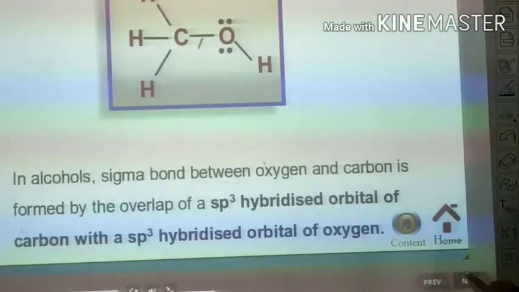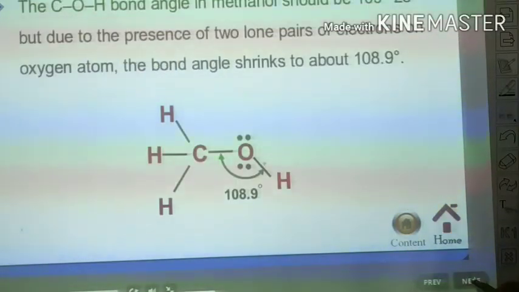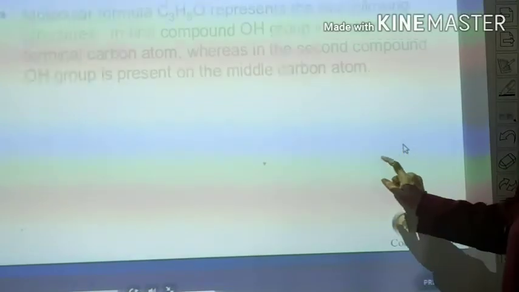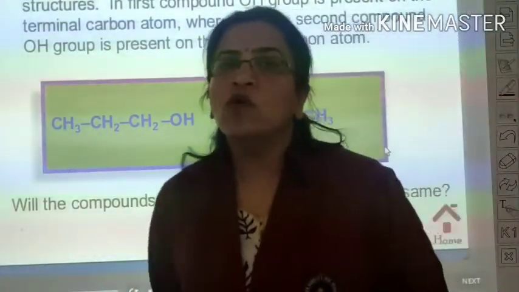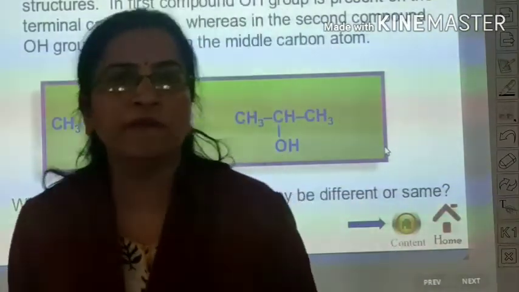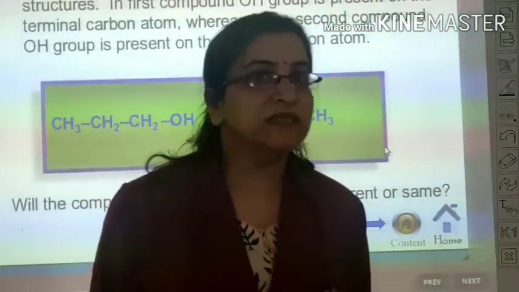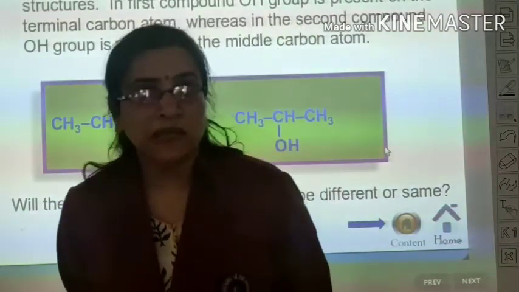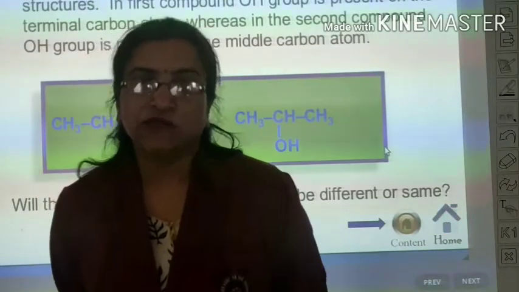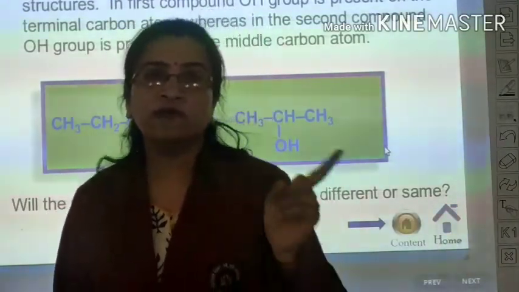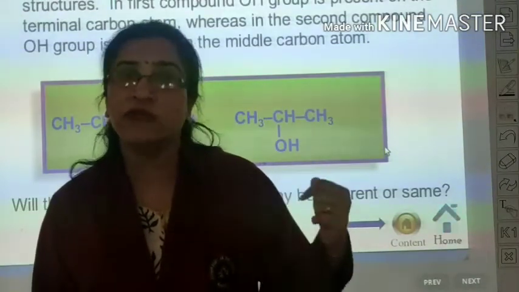Now the next topic is isomerism in alcohol. So what is isomerism? Two or more organic compounds having the same molecular formula but different physical and chemical properties is called isomerism. They are classified into two, structural and geometrical. So here, what kind of structural isomerism is shown by alcohol? This we learn now.